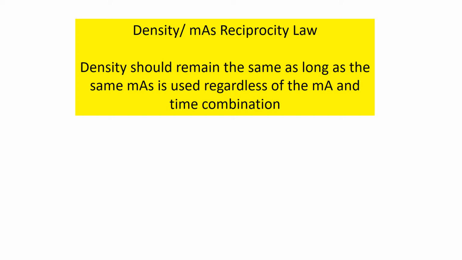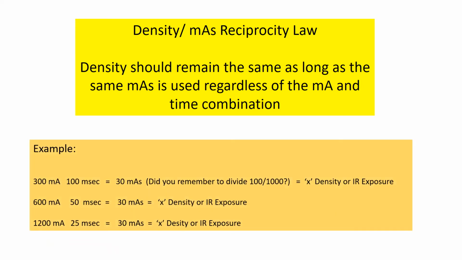The density mass reciprocity law, we've talked a little bit about this already. Remember that density should remain the same as long as the same mass value is used, regardless of the mA and the time combination. So if we take a look at this example here, if we took 300 mA at 100 milliseconds, and we calculated the mAs. Now remember, we're dealing with milliseconds, so did you remember to divide the 100 by 1,000? Because it's milli. If you take that and multiply it by the 300, you end up with 30 mAs.